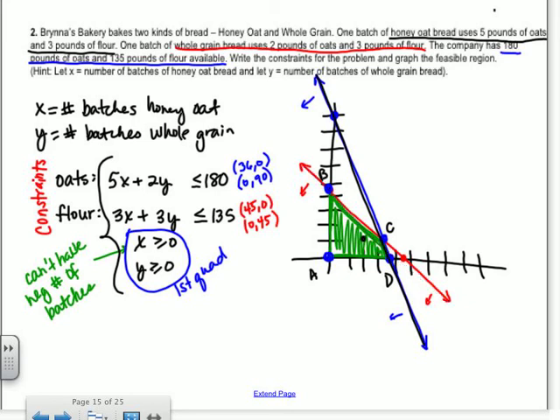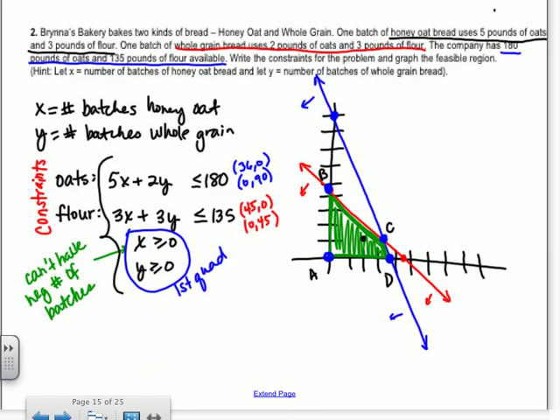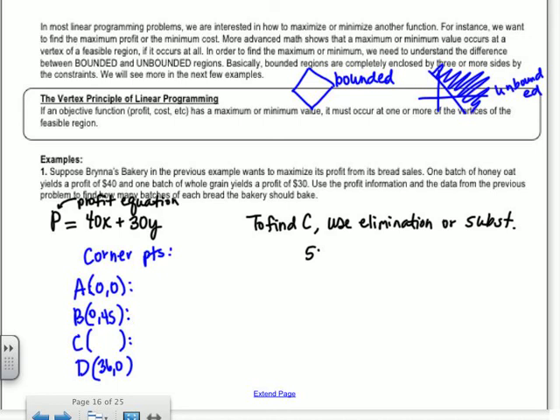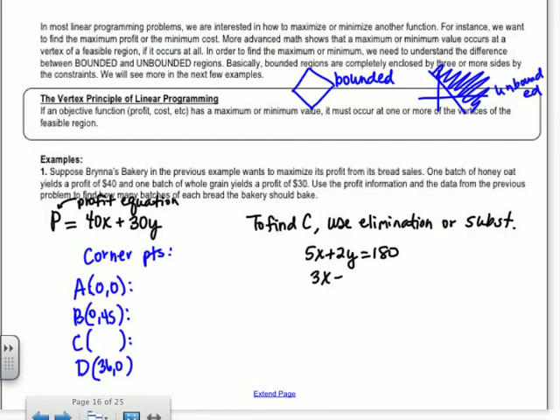Okay, so in order to find it, use elimination or substitution. So my 2 lines were my original constraints. 5x plus 2y equals 180. That was the line. So 5x plus 2y equals 180. And then 3x plus 3y equals 135. Okay, so we're going to use the elimination method.